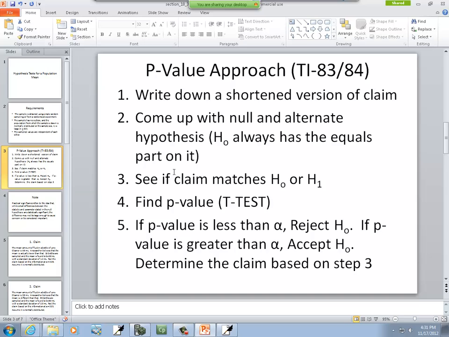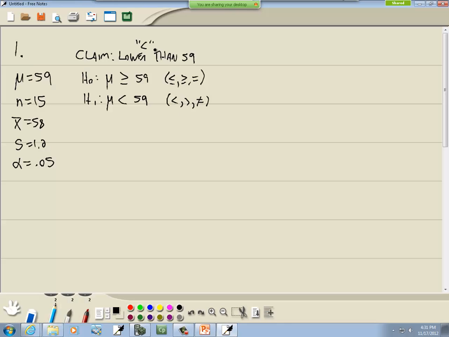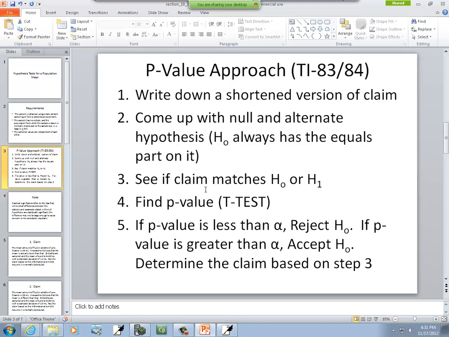Step 3, see if the claim matches H0 or H1. Well, this is a less than, so it matches our H1. Then, find your p-value using the t-test.